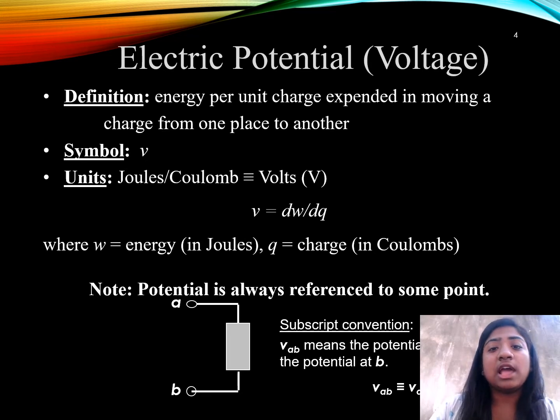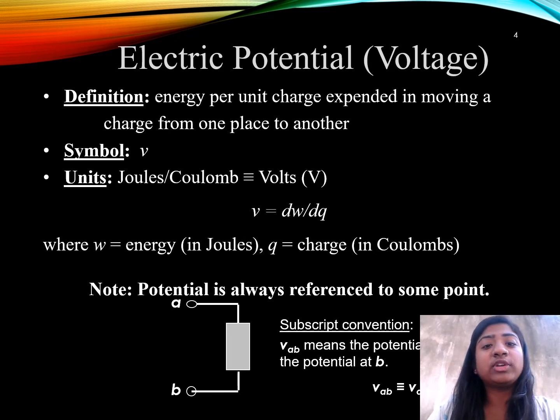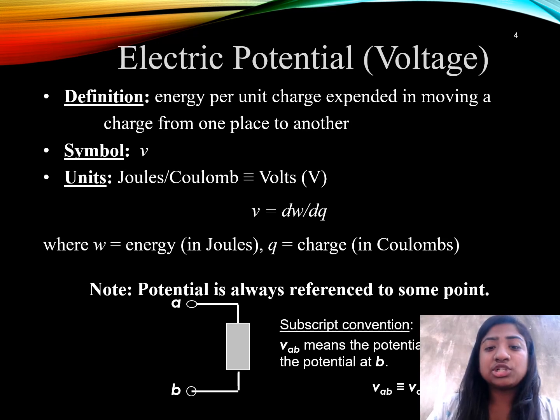Electrical potential. Energy per unit charge expended in moving a charge from one place to another is called electrical potential. It is denoted by V and its unit is volt, which is nothing but joules by coulomb. V equals dW by dQ. Here W is energy and Q is charge. And potential is always referenced to some point.